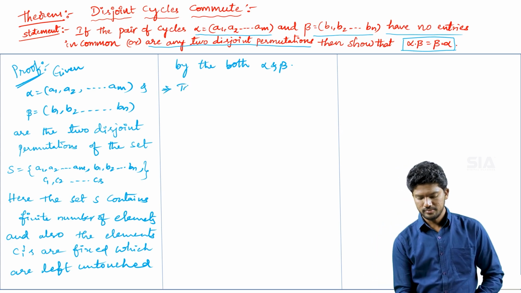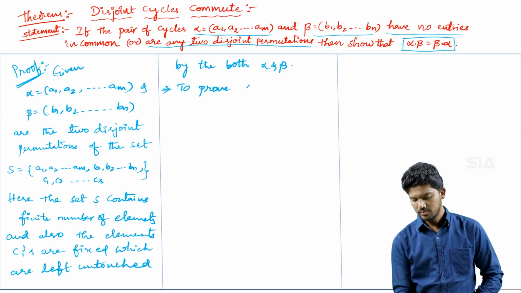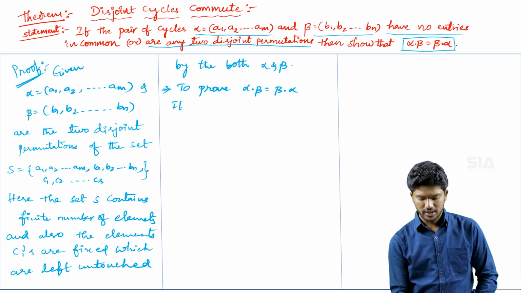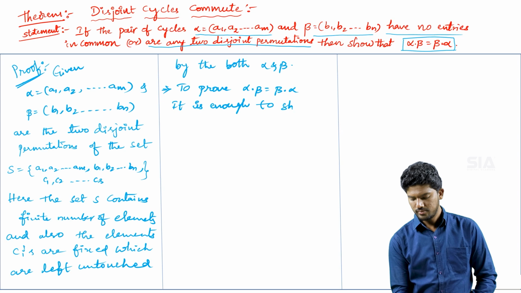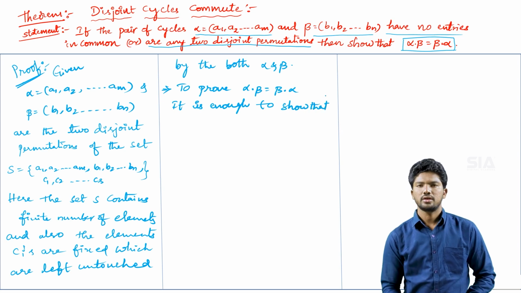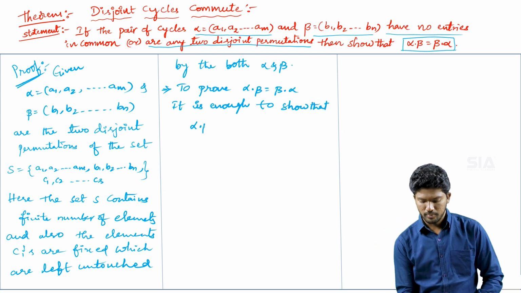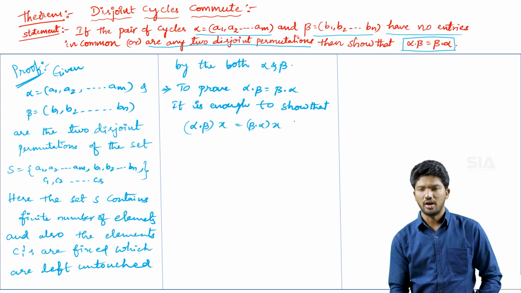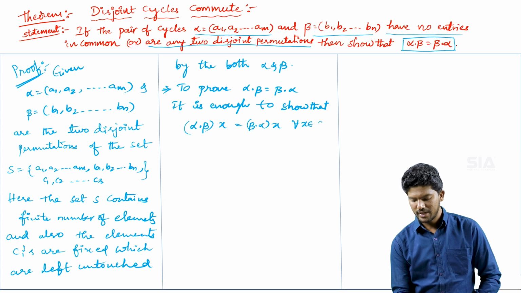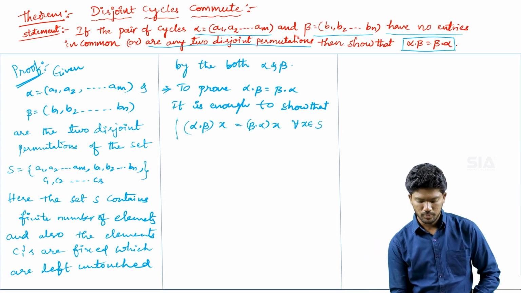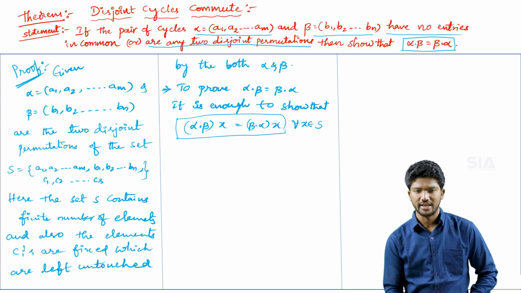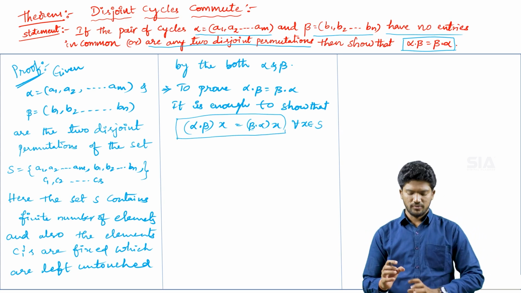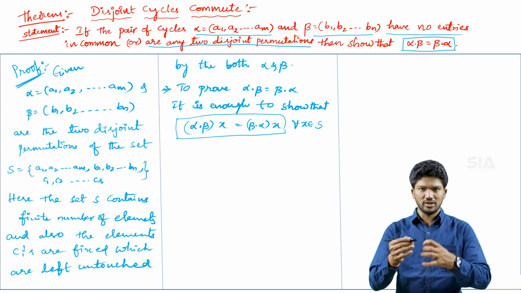Now to prove this theorem, to prove alpha into beta is equal to beta into alpha, it is enough to show that alpha into beta of x is equal to beta into alpha of x for all small x belongs to capital S. Okay, so we have to prove this equation, alpha into beta of x is equal to beta into alpha of x for all x belongs to S. So that is our claim.